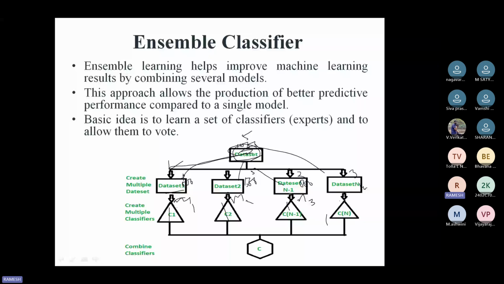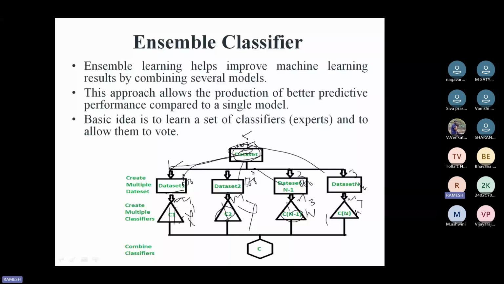For example, model 1 has given the result as class 1. This has given class 2. This one will be class 3. Like that, they will be trained. So we take the majority. For example, here we got yes. Yes. Here the output is no. Here the output is no. Sorry, yes. Then the majority is yes. So we are going with yes.